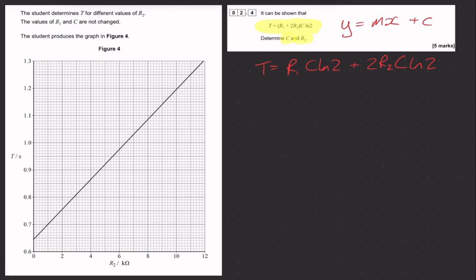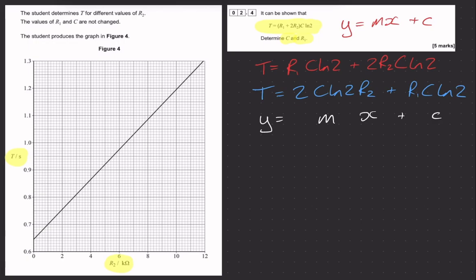And if we have a look at our graph, we can see that they've plotted t on the y-axis and r2 on the x-axis. So that's what we need to align with our y equals mx plus c. To make that a little bit clearer, I'm just going to rearrange the equation I've written here. So I'll write it as t is equal to 2c log 2 multiplied by r2 plus r1 c log 2. And the reason for that is that I'm going to write below that the equation of a straight line, that is y equals mx plus c.